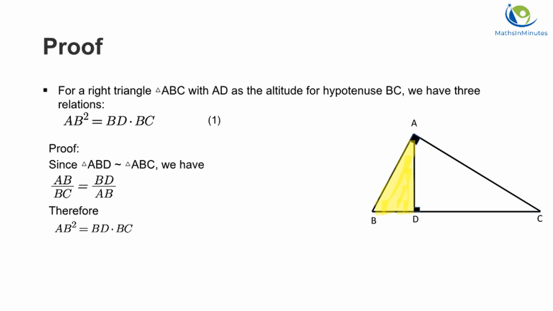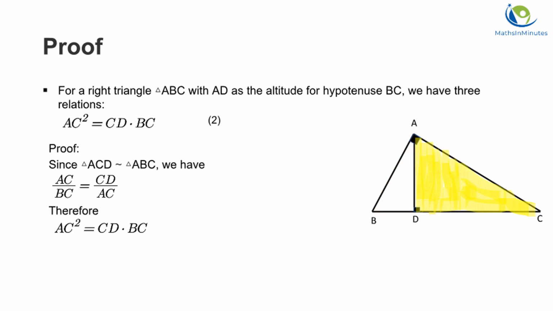Let's first prove relation 1. Since triangle ABD is similar to triangle ABC, we have AB over BC is equal to BD over AB, which can be converted to AB square is equal to BD times BC, thus we prove relation 1.